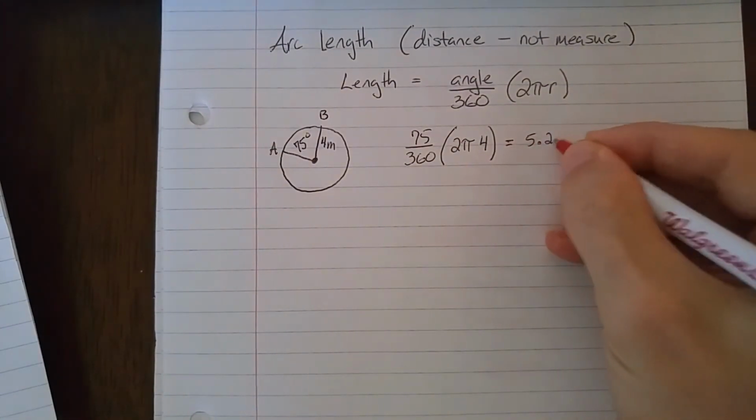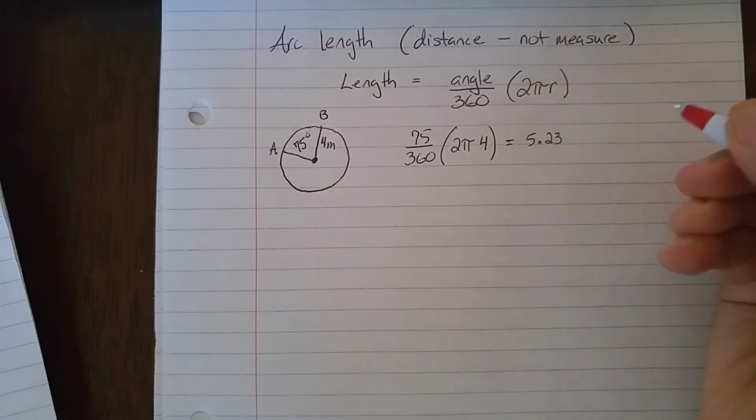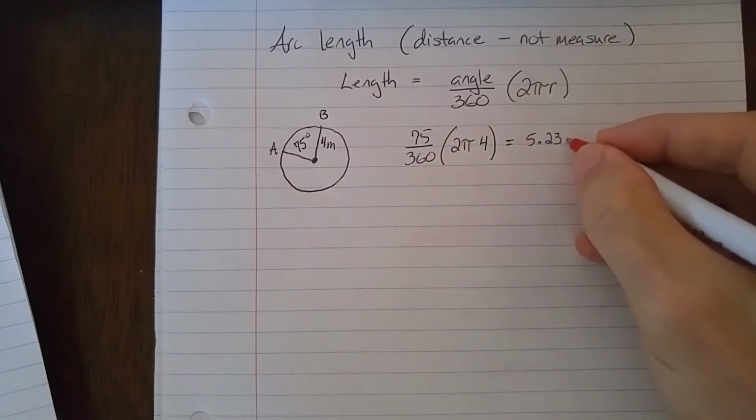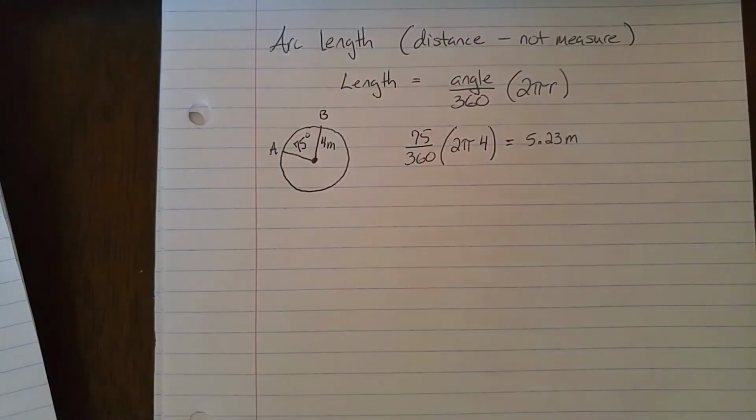5.23333 bar notation. So I'm going to round this to the nearest hundredth, and I'm going to say this is 5.23. Remember, these units are meters, so that means our arc length is going to be measured in meters as well. I believe if you used a pi button in a calculator, you would get 5.24 if you rounded that.